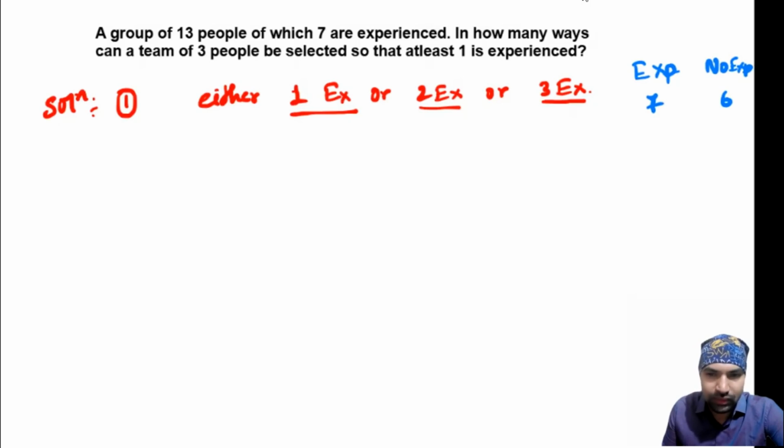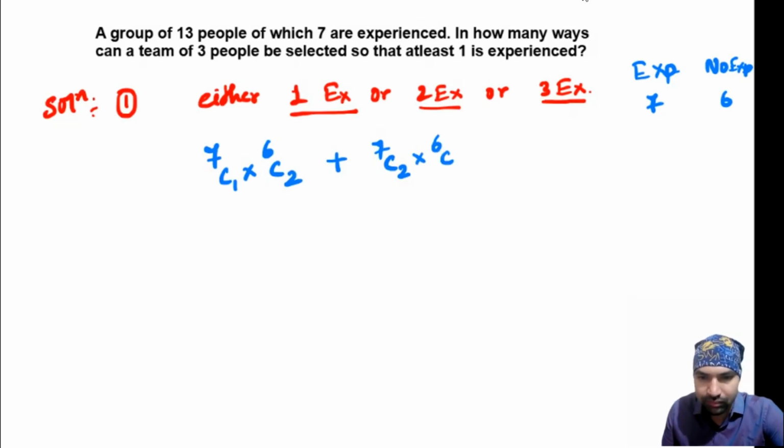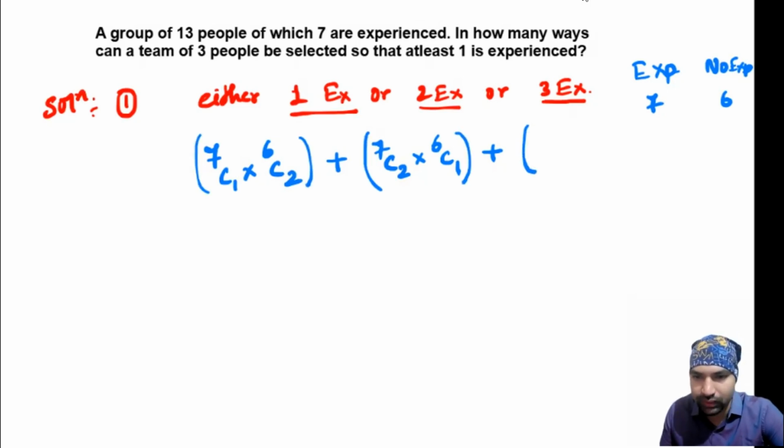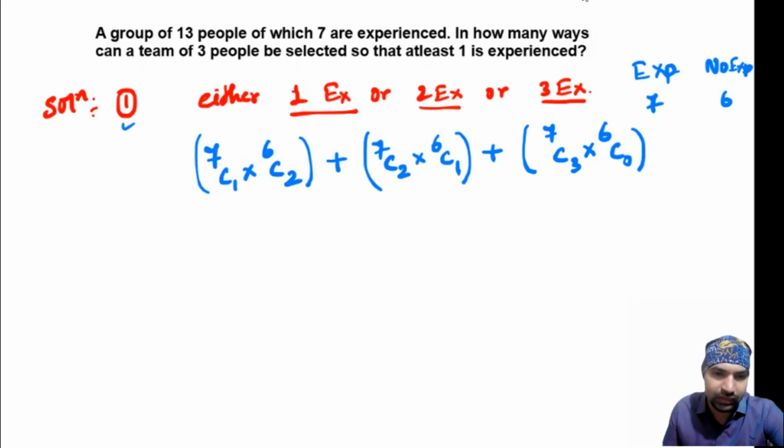I can select one experienced in how many ways? 7C1, and 2 inexperienced, that is no experience, from 6, so 6C2. Plus, 2 experienced from the 7 and 1 from no experience, so 7C2 times 6C1. Plus means I'm adding it up, so let me put this in brackets. Now all 3 are experienced, so out of 7, I select all 3 and none from the no experience guys, 7C3. So this is one way, and that's perfectly fine. This is the most conventional method.